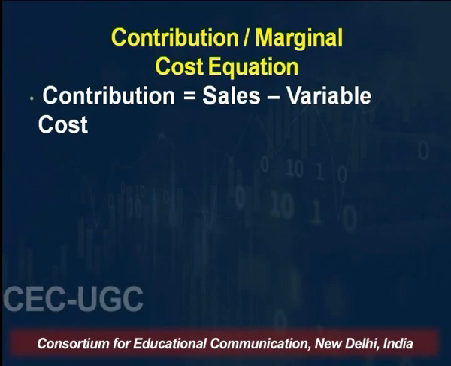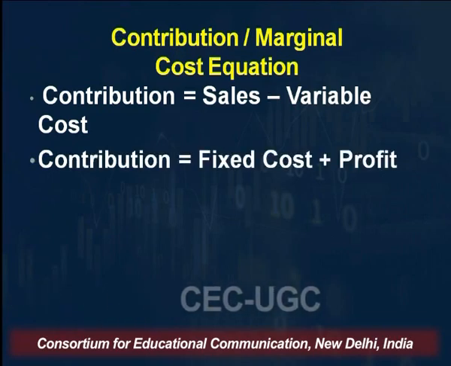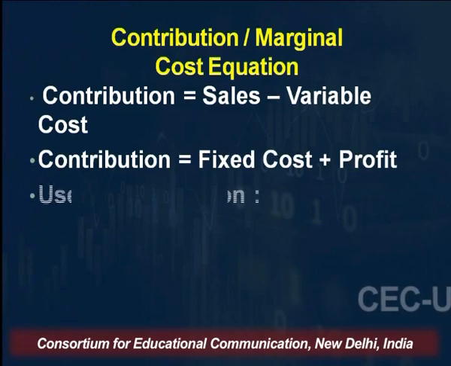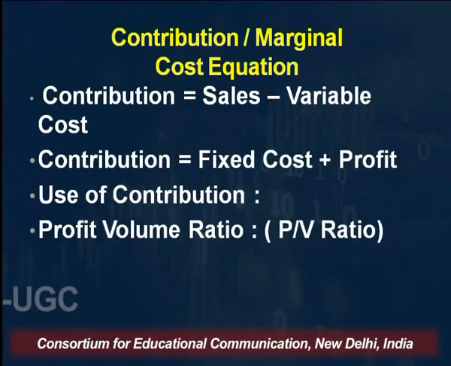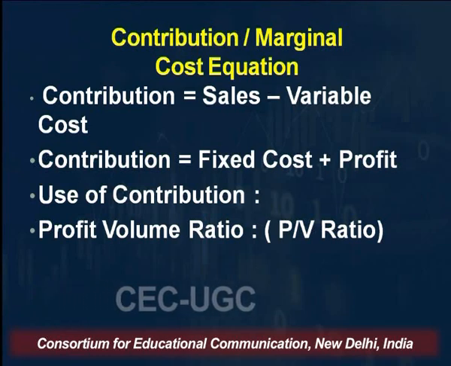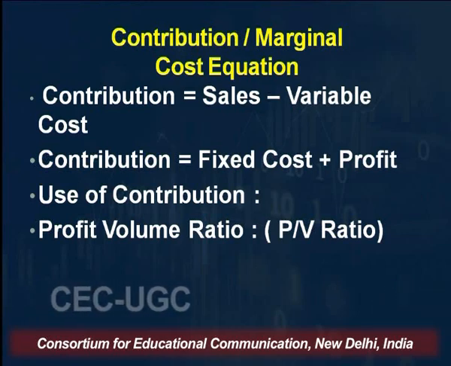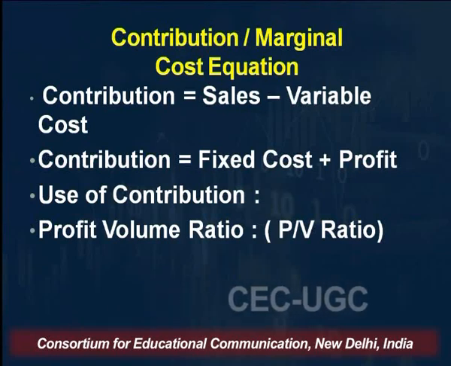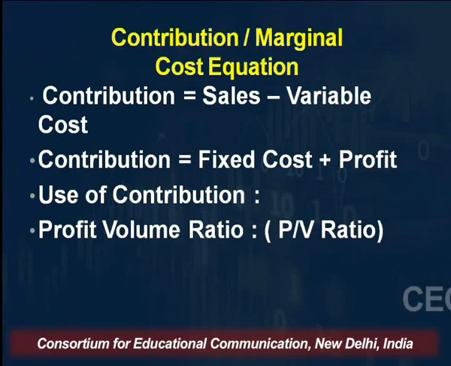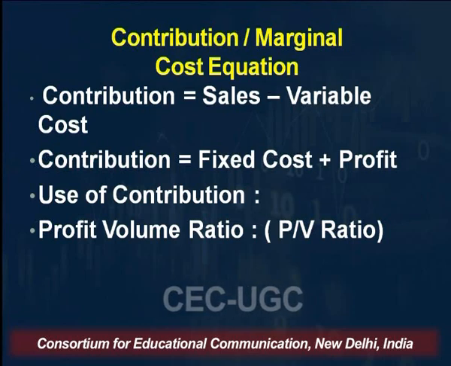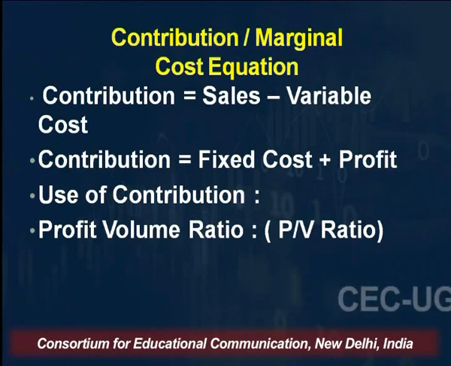Now I am starting from the contribution to marginal costing equation, or PV, profit volume analysis. Contribution, you all understand, is sales minus variable cost, as I told you, and contribution can also be defined as fixed cost plus profit. Now the question comes, what do we do with the contribution? With the help of contribution under PV analysis, we will be computing the profit volume ratio. So what is the ratio between the volume and profit? As I told you, in CVP analysis we have to examine the impact of change in volume on cost and profit. So PV ratio is dealing with the profit and volume. What is the impact of change in volume on profit?